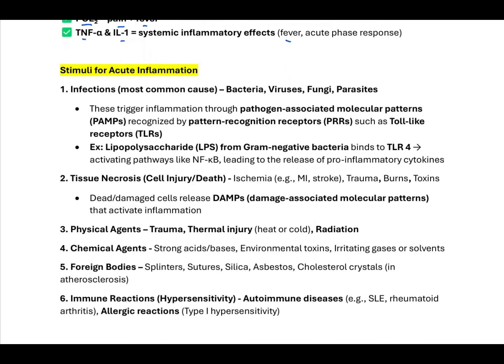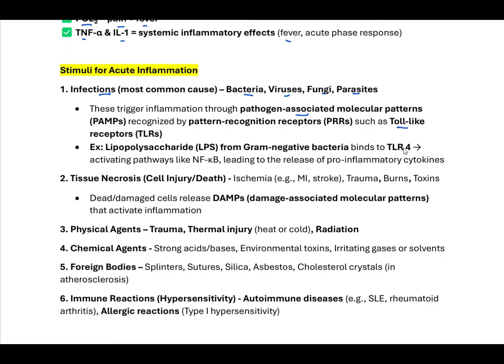We kind of alluded to it earlier. So the first one there is infection. Infection is the most common cause of acute inflammation. And this infection could be bacteria, viruses, fungal, parasites. And this triggers inflammation through what we call pathogen-associated molecular patterns. So these pathogen-associated molecular patterns are going to activate the innate immune system. And they are recognized by pattern recognition receptors.